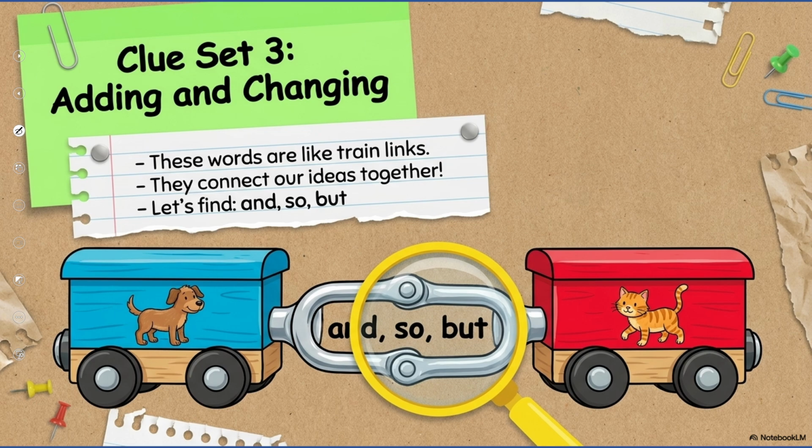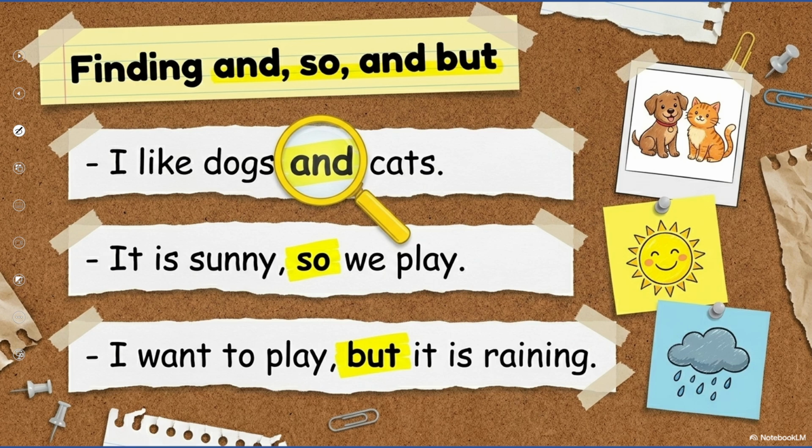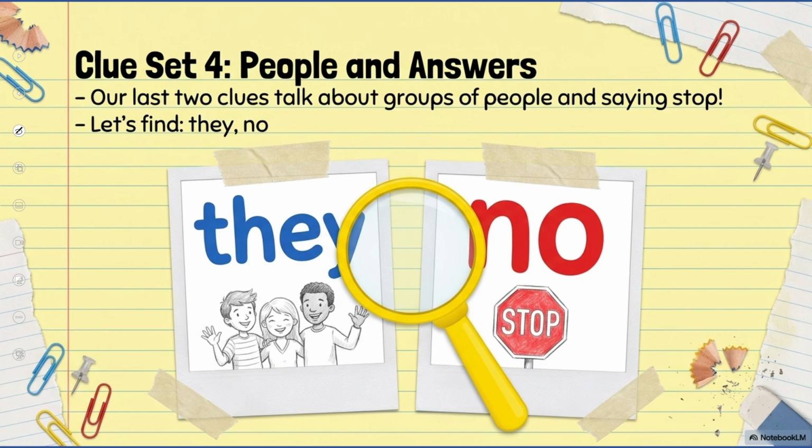Now the third type of common sight words are used for adding or changing. They are and, so, but. Now let's find them in these sentences, and they are already highlighted for you. So and is used for addition, so and but for the reason. They give you the reason, and you are going to find them in almost every other sentence.